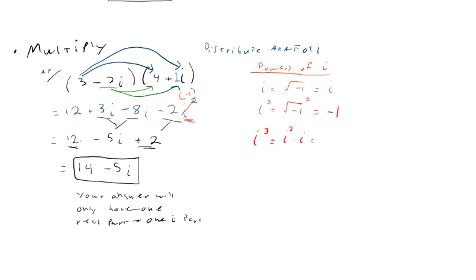i squared, we know what i squared is. i squared is negative 1. And i is just i. So this is going to become negative i. So i cubed changes to negative i. i cubed is negative i.